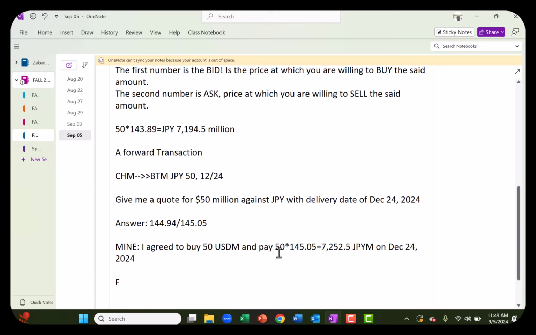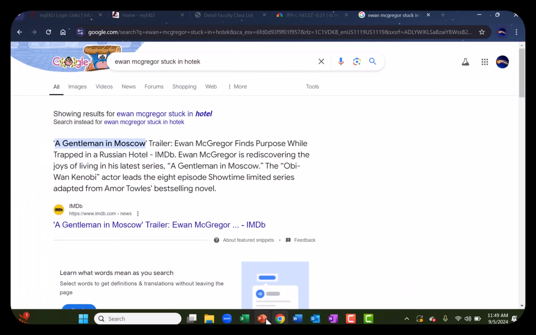This is called a forward foreign exchange transaction, or FX. FX is short for foreign exchange. And quite a bit of transactions are of the forward nature. Let's look at it.